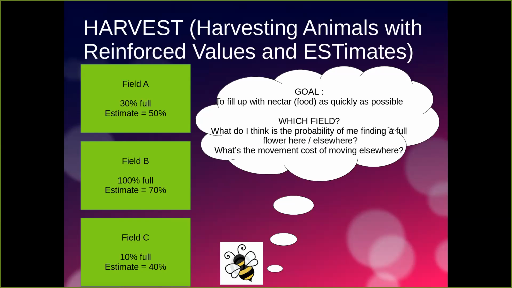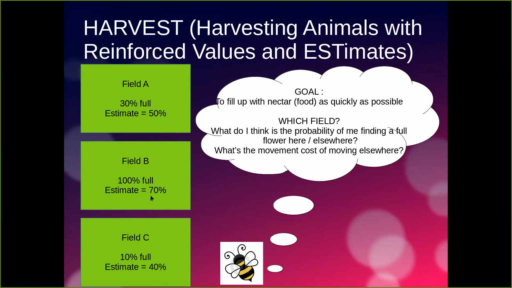So you might have a situation in the model where you've got three fields. Field A might be 30% full, field B might be 100% full, and field C might only be 10% full. And obviously the bee doesn't know that. The bee doesn't know the exact percentage of flowers that are full with nectar. What it can do over time is to learn an estimate of how good it thinks each field is. So it might have come to the conclusion that field A, at the moment it thinks is about 50% full, might think that field B is about 70% full, and might think that field C is about 40% full. So it's overestimating a little bit here, but underestimating a little bit in field B, for example.